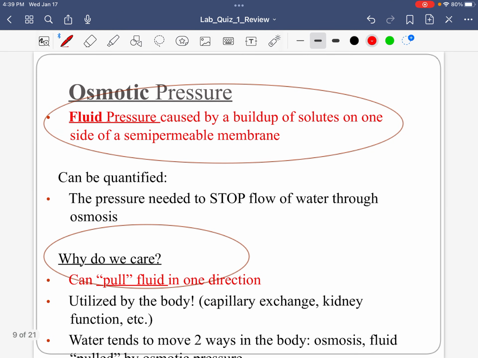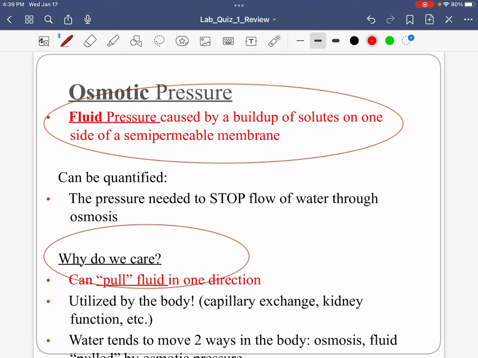Make sure you review osmotic pressure. You can see I've got more words on these slides because I pulled this from one of my lecture presentations. But I've put in red and circled the most important things. Osmotic pressure is a type of fluid pressure that can build up on one side of a membrane. So it's a fluid pressure that's caused by a buildup of solutes on one side of a semipermeable membrane.